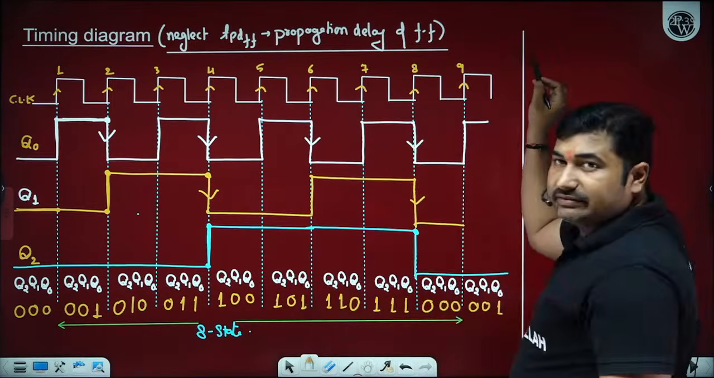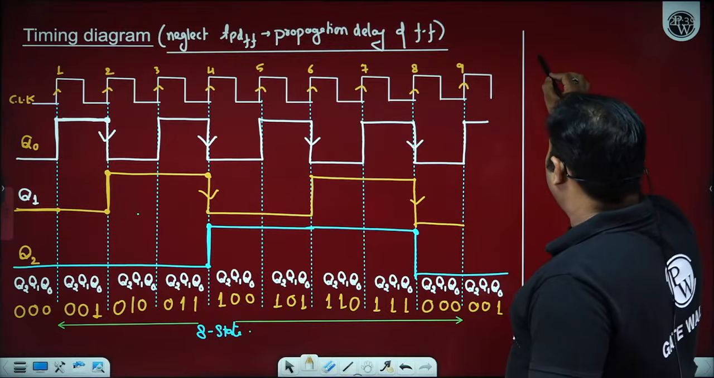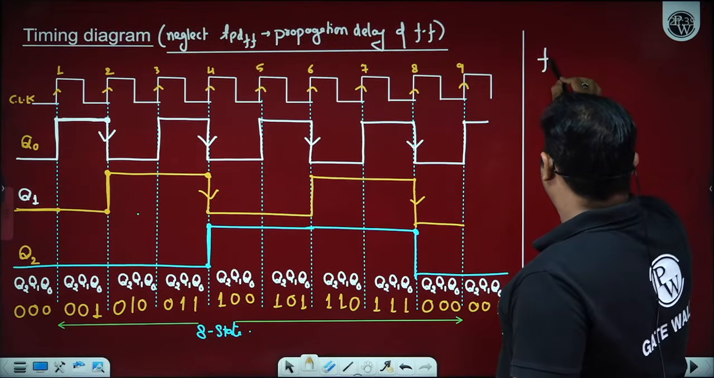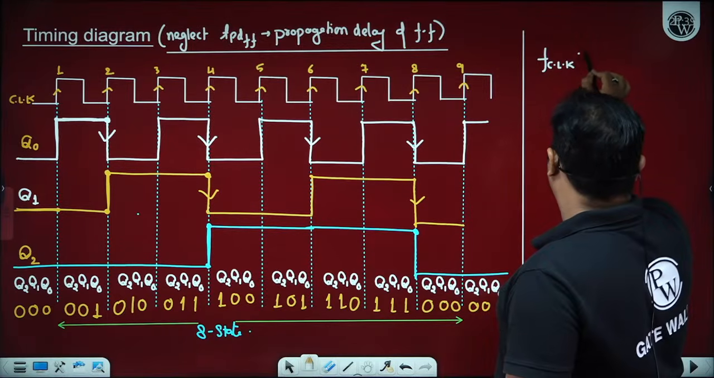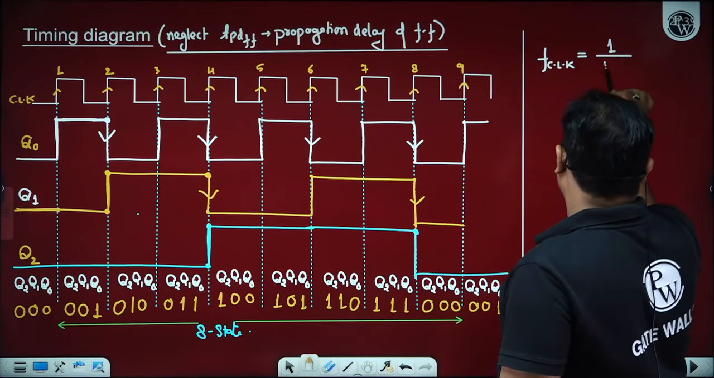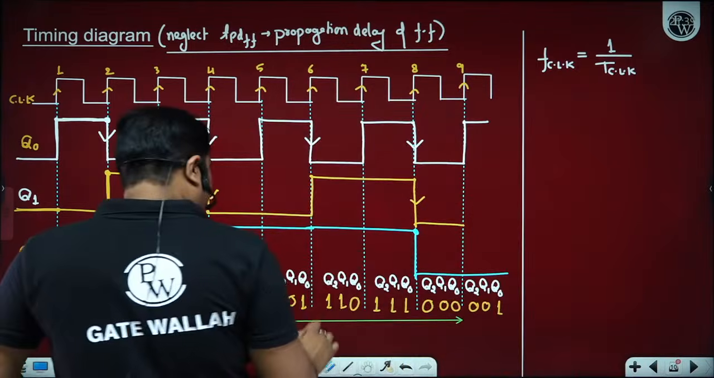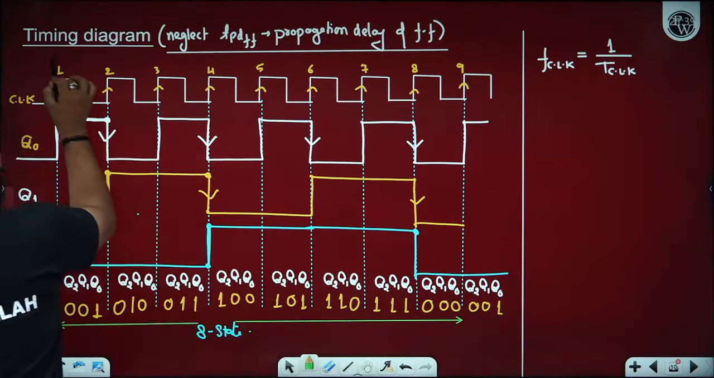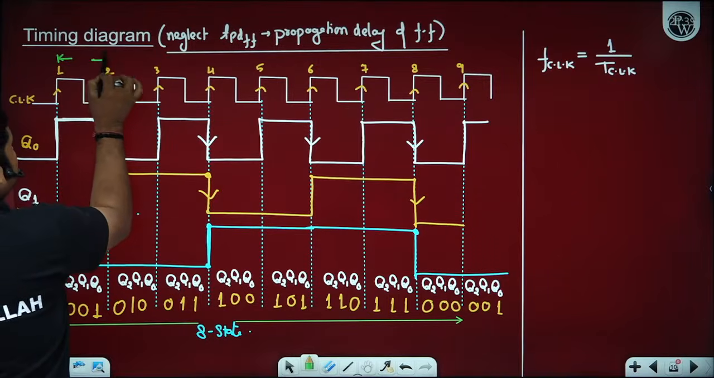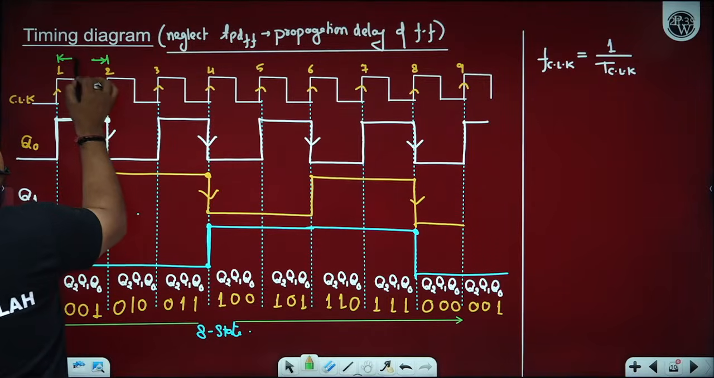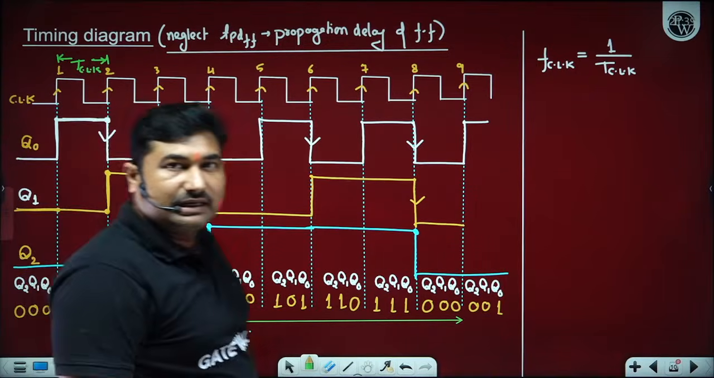Now please observe, very important. If we talk about clock frequency, then clock frequency is 1 upon the time period of the clock. In the ripple counter, if you observe the time period of the clock, from this to this the repetition gets started. So this is your time period of the clock. Is it okay? Yes, sir.